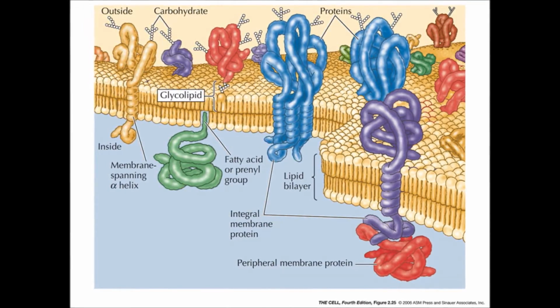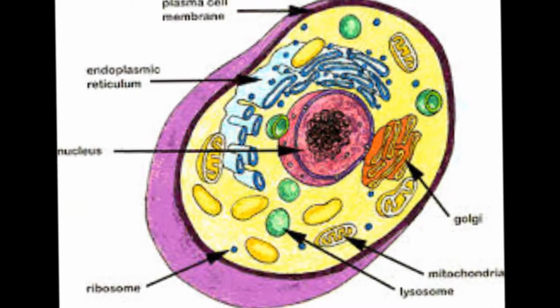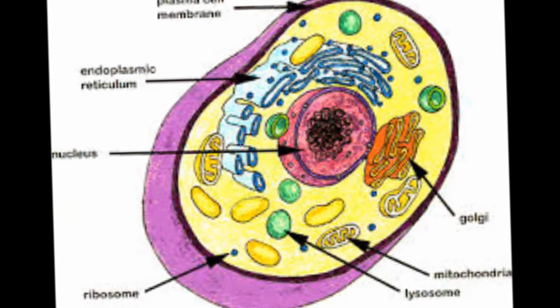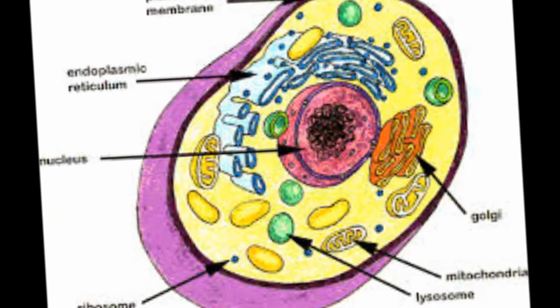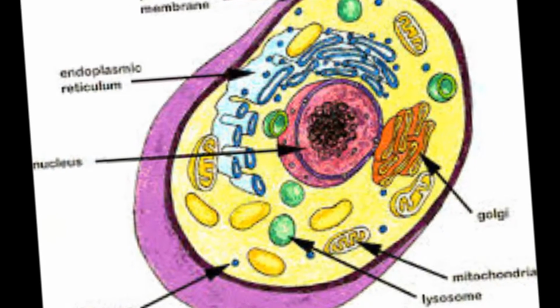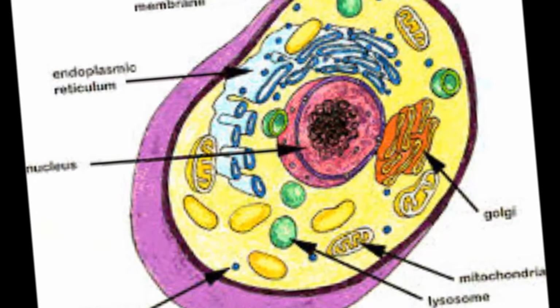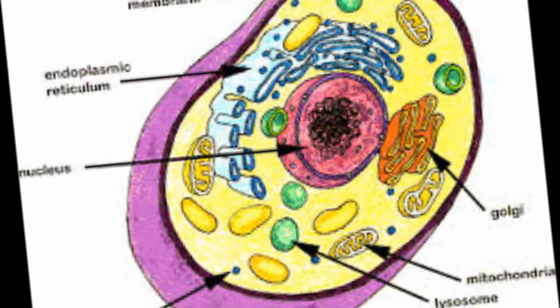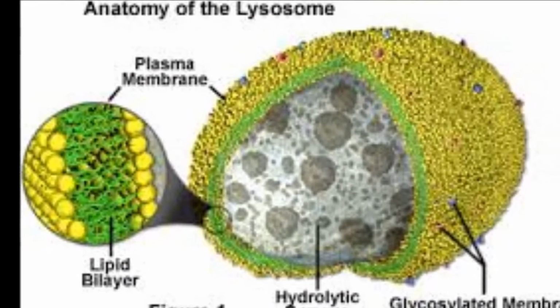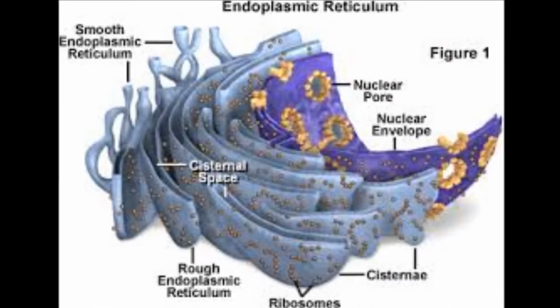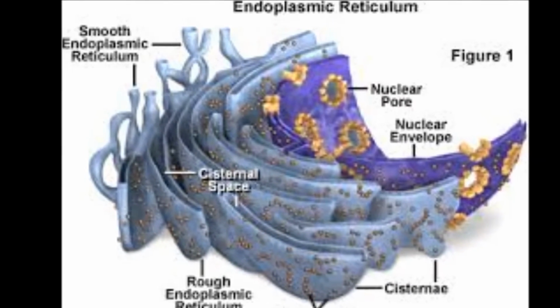So as we learn more about cell organelles, you're going to find that they all have a membrane. Organelle membranes do not have the same chemical makeup as the cell membrane. They have different lipids, they have different proteins that make them all unique in their own little way. But the membrane that surrounds a lysosome, for example, is different than the membrane that surrounds the endoplasmic reticulum.